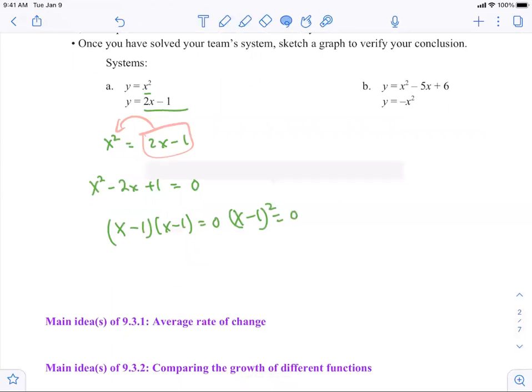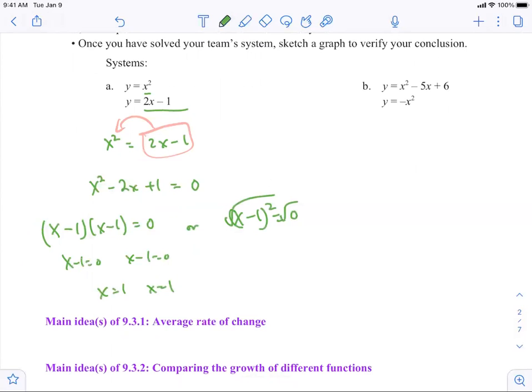So you could do this or this, and then you could say x minus 1 equals 0, x minus 1 equals 0, you get x equals 1, x equals 1, or you can do square root x minus 1 equals 0, and then x equals 1. Because these are the same, you only need one answer. So our answer is x equals 1.